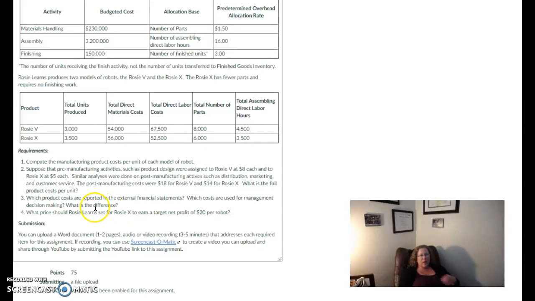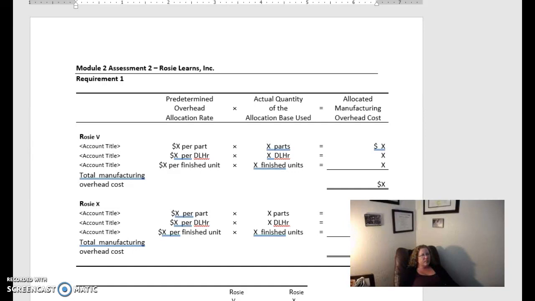And then number 3, which product costs are reported in the external financial statements? Which costs are used for management decision making, and what is the difference? And what price should Rosie Learns set for Rosie 10 to earn a target net profit of $20 per robot?